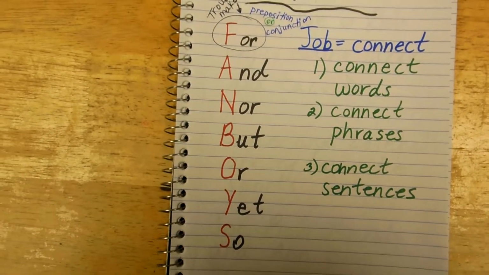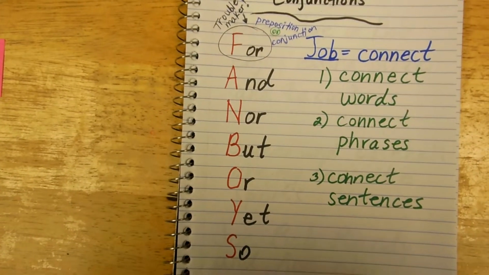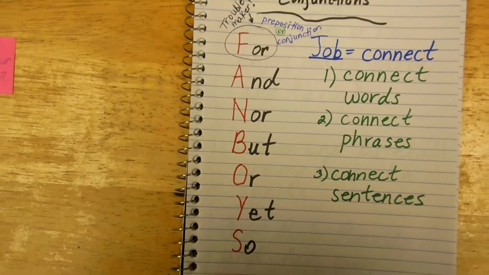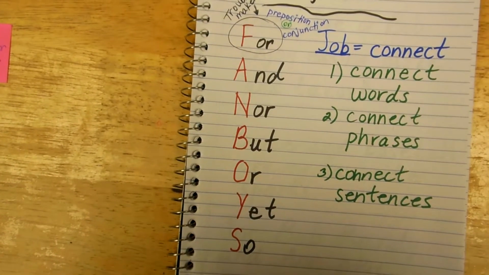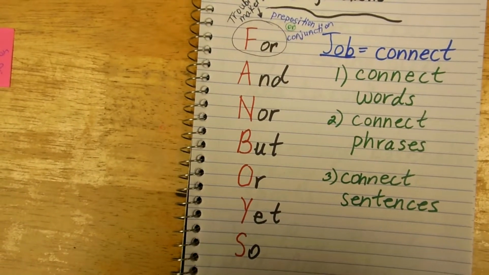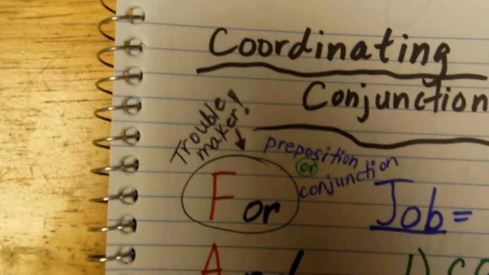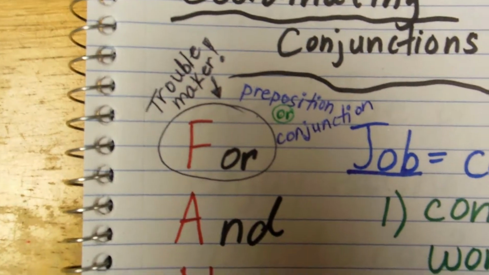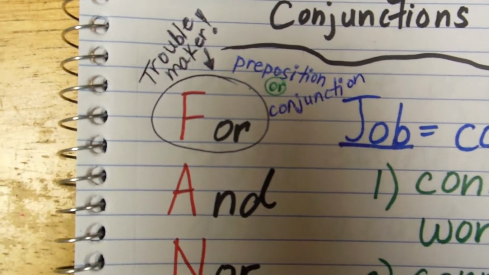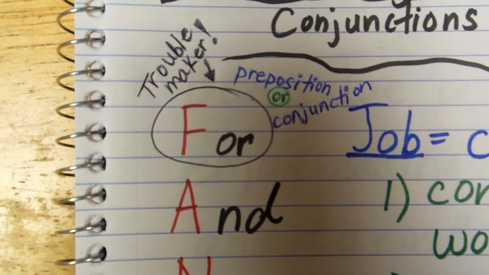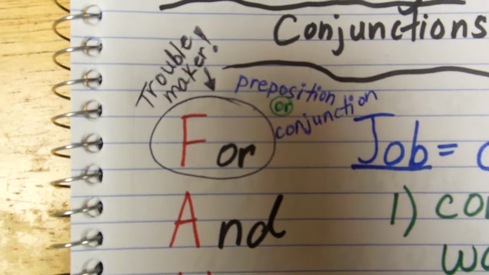The difference, I think, is that now that we're in middle school, we need to start talking about why these coordinating conjunctions are being chosen to be used in a sentence, and figuring out the differences between sentences. So out of this lot, I've circled the word for. The reason that for is circled is because it's our troublemaker. The word for can sometimes be used as a preposition, and sometimes it can be used as a conjunction. It's just an issue of trying to figure out how it's being used in the sentence.